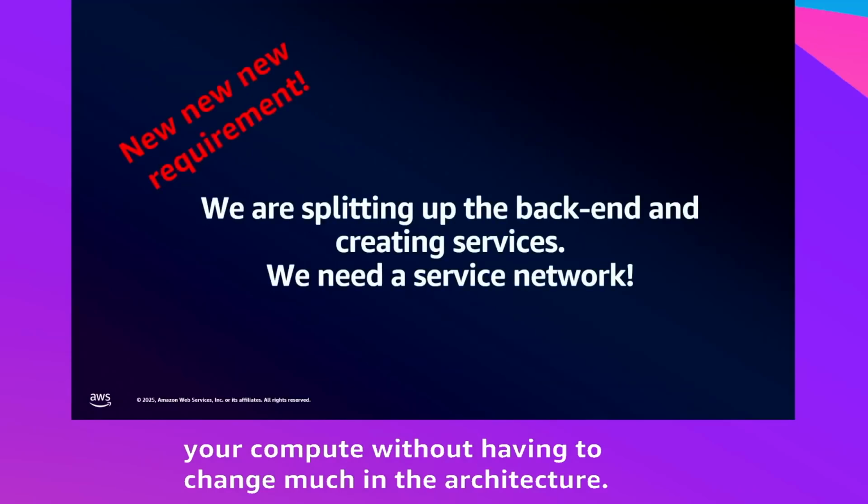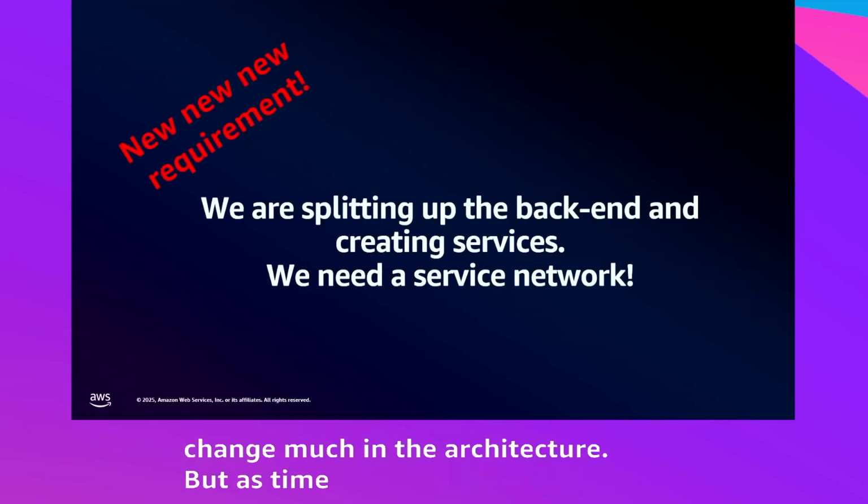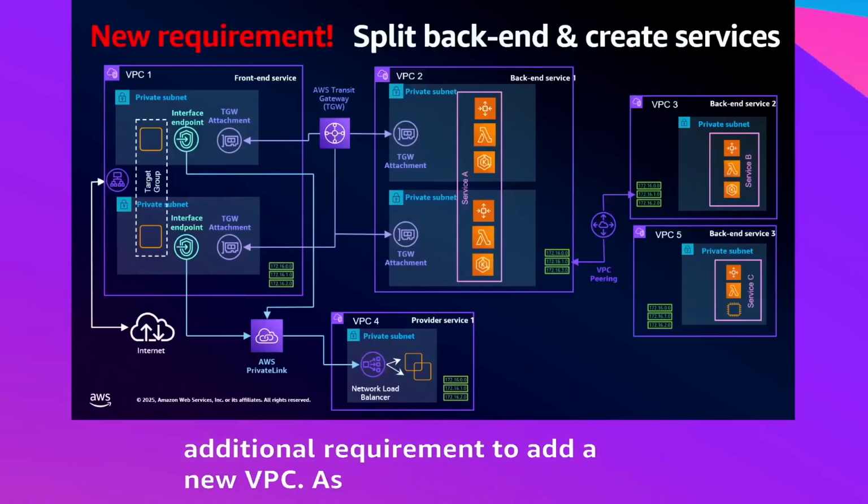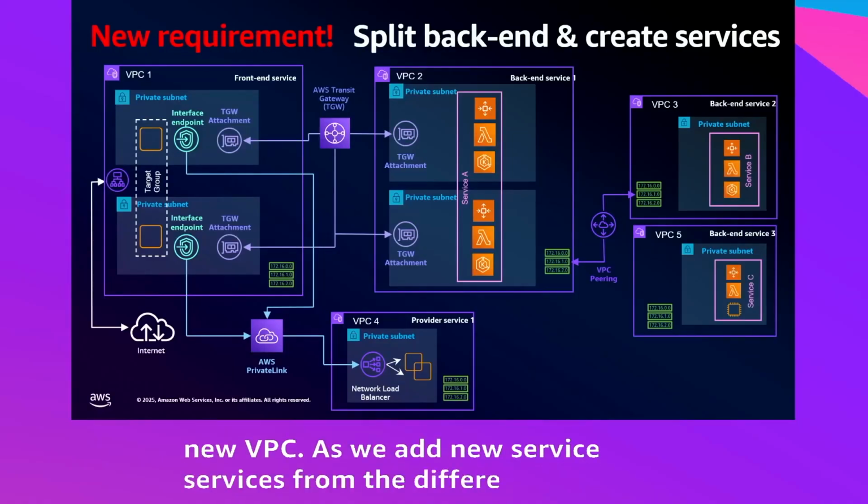But as time moves on, with all of these new capabilities, because now we can support Lambdas and containers, we want to modernize the architecture. We want to move towards a microservices pattern. So we want to be able to add new services. We want to be able to provide new capabilities for our customers to try out. And with that, we have an additional requirement to add a new VPC as we add new services from the different teams.